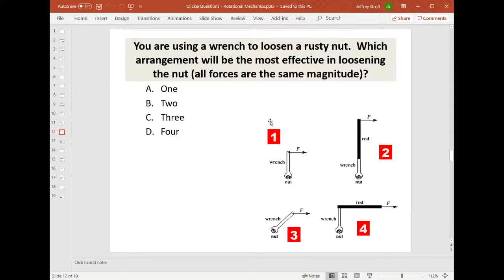All right, got a few more here. Here are 4 scenarios. Wrenches trying to loosen a rusty nut. Which arrangement will be the most effective in loosening the nut? All forces. So this is like the same person trying to loosen this nut using a wrench. Which is going to be the most effective?